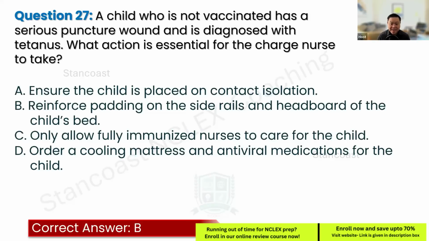Letter C is also incorrect because tetanus is not transmitted from one person to another. Thus, immunization status of caregivers is not relevant. Letter D is also incorrect because tetanus is caused by a bacterial infection, not a viral one, and it does not require antiviral treatment. So, you need to recognize here the specific safety measures required for a child with tetanus, and you need to prioritize seizure precautions and also preventing child injury.